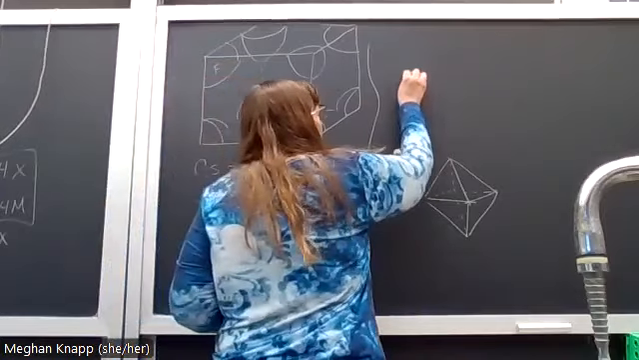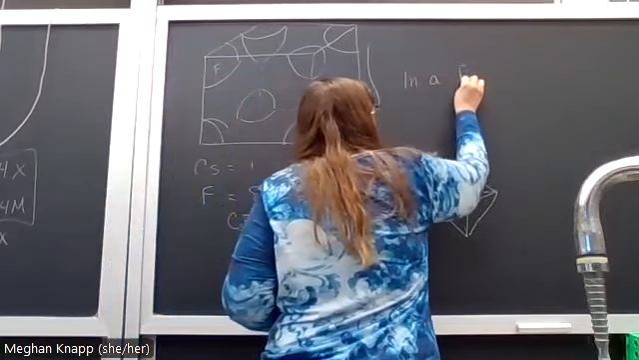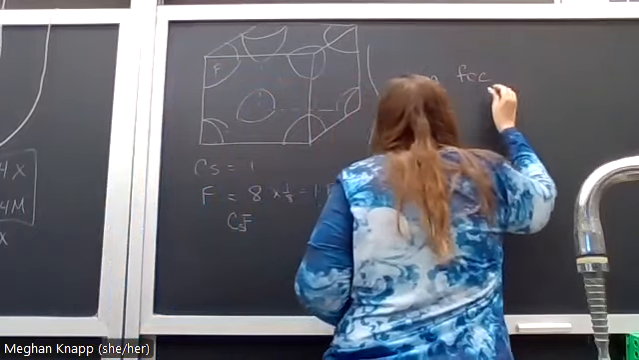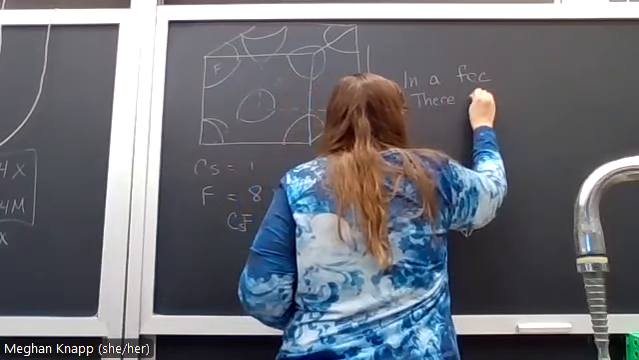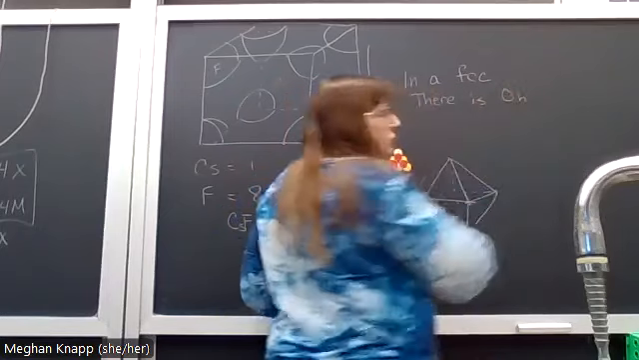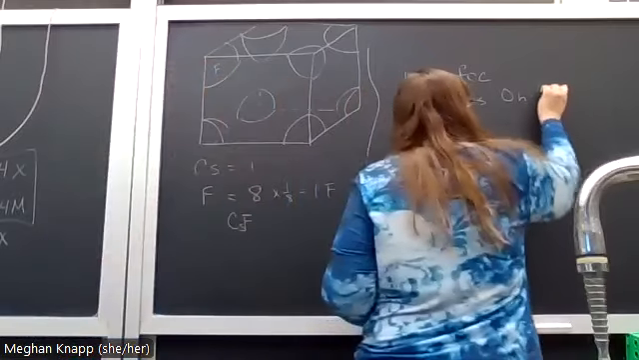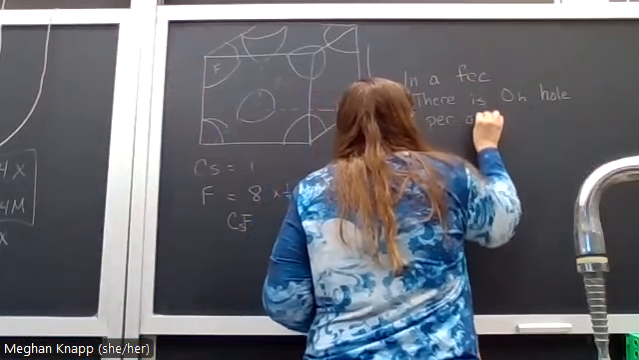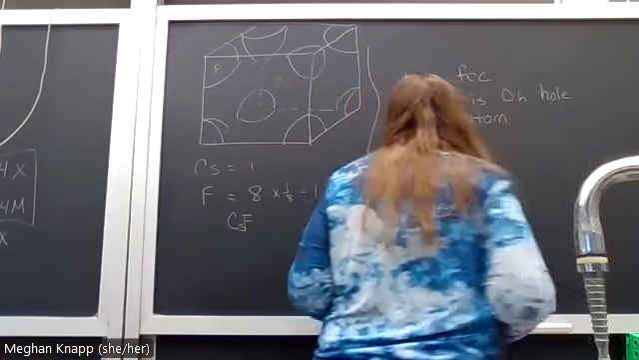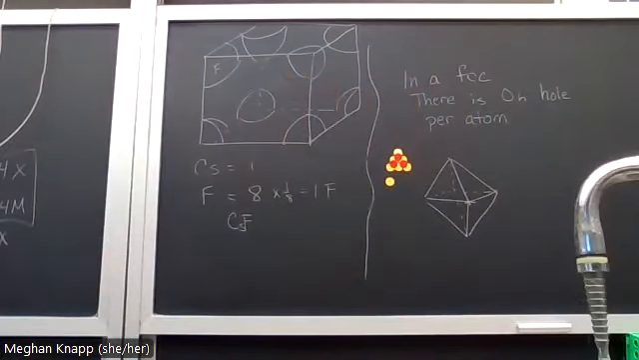In a face-centered cube, there is one octahedral hole (OH means octahedral) per atom. Okay, so we said that a face-centered cube, actually one unit cell, has 4 total atoms in it. That means that there are 4 total of these octahedral holes within this cell. Okay.